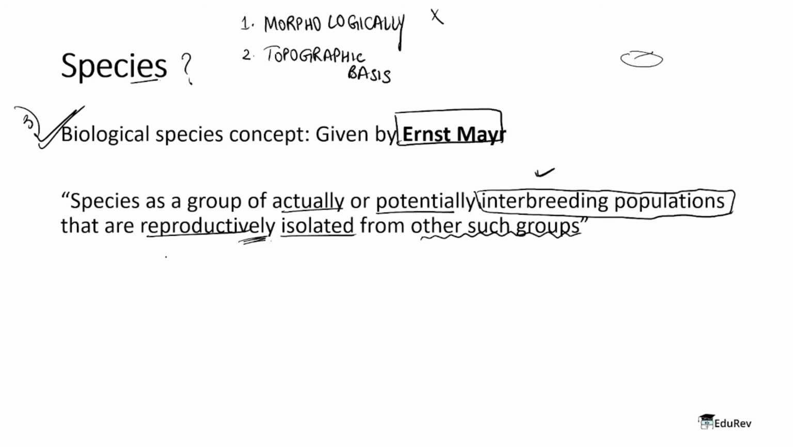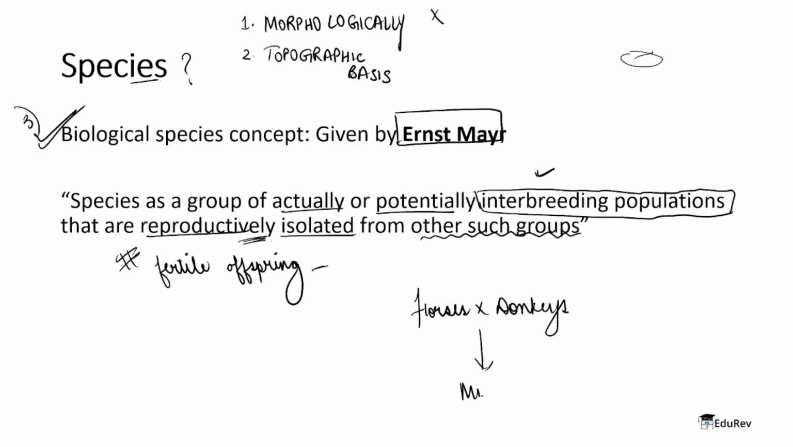And when we talk about interbreeding, this also means that they must have a fertile offspring. So after interbreeding, a fertile offspring is also necessary. If the offspring is infertile, then we understand that they are not from the same species. One of the biggest examples for this is a cross of horses and donkeys. With this cross, what we actually get is mules. But this does not mean that horses and donkeys are the same species. Why? Because mules are infertile. In nature, mules are infertile.